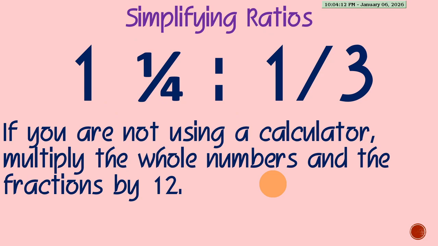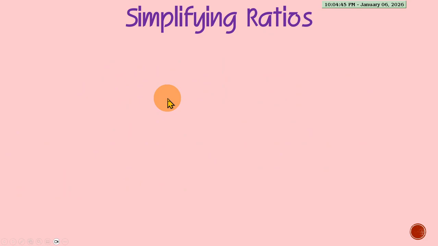So if you're not using a calculator, you want to multiply the whole number by 12. You want to multiply this fraction by 12. And you want to multiply this fraction by 12. Of course, I'm using this method because when you're multiplying, you can change the 1 1/4 to an improper fraction, which is 5/4, but sometimes I think it's just easier to multiply once, twice, 3 times, and then just add these two values up. So let's have a look and see how that's done.